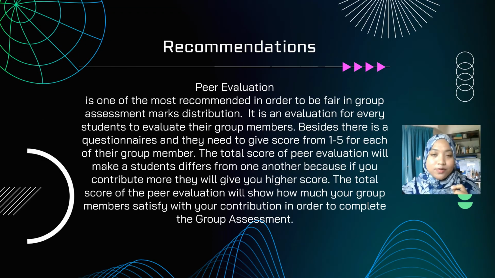Move on to the next part, which is recommendations to improve the solution to the problems. Peer evaluation is one of the most recommended ways to be fair in group assessment marks distribution. It is an evaluation where every student evaluates their group members. There is a questionnaire and they need to give a score from 1 to 5 for each of their group members. If they are satisfied enough with their group members' contribution, they will give a higher score like 4 to 5. And if they are not satisfied with their group members, they can give 1 or 2.